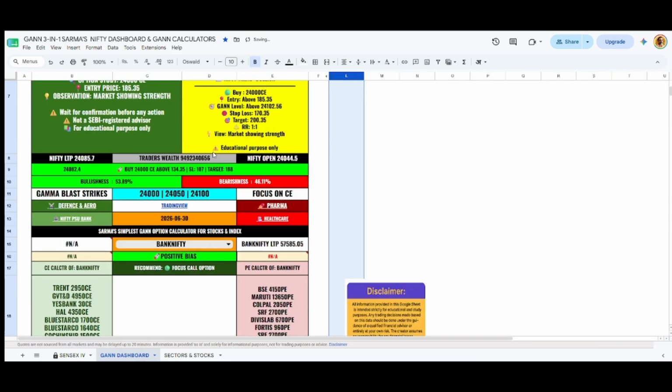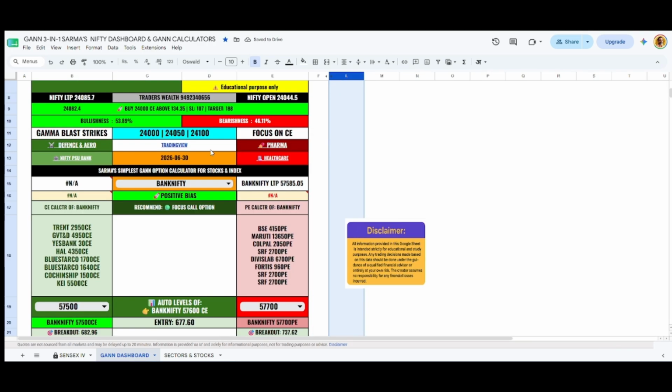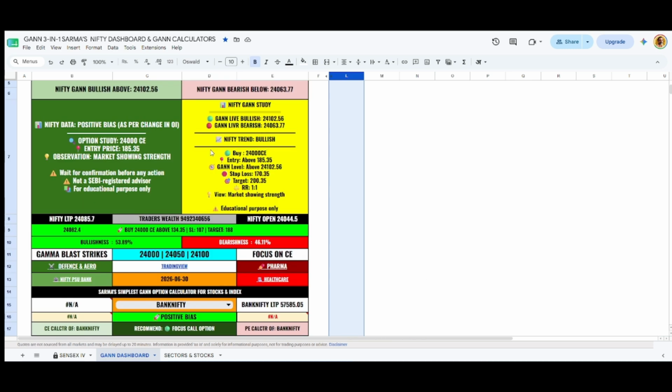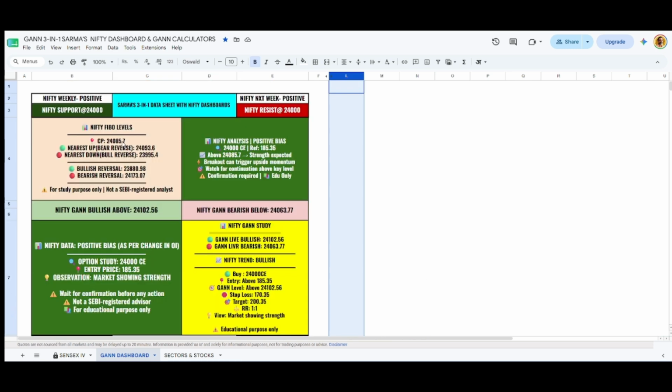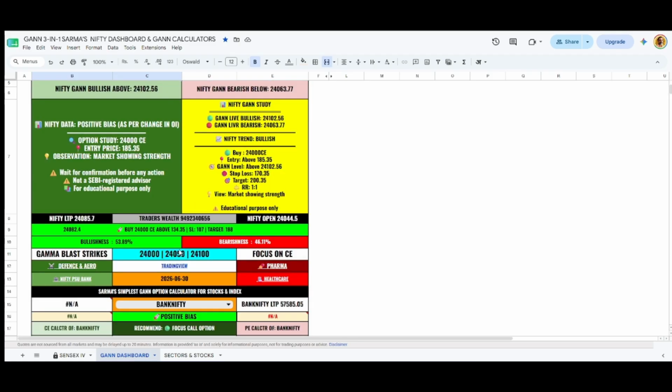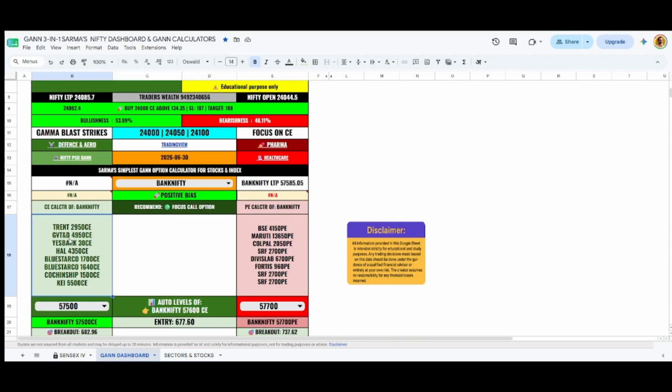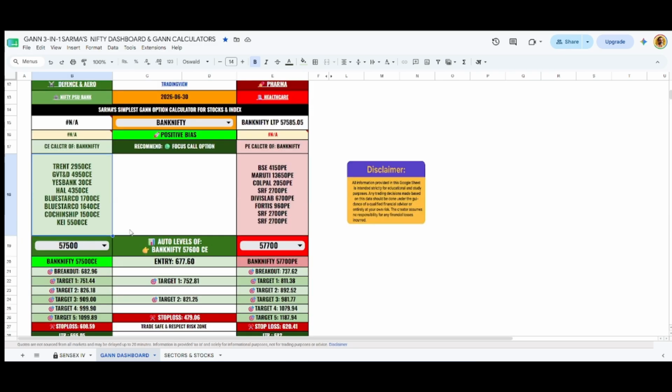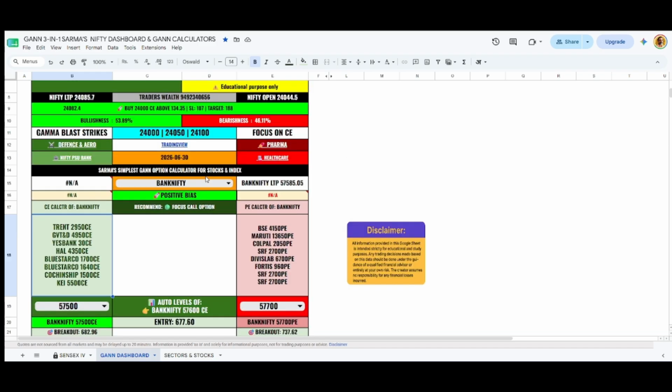For example, this is the original sheet that has 3 in 1: Nifty, Bank Nifty, and it also has Fibonacci levels, GANN levels, GANN analysis, Fibonacci analysis, and minute-to-minute updates. It works in the live market, so it gives you the F&O stocks. You can see trend 2950 call option, GVTD, S Bank, Howell. These are the best performers of the day, and these are the put side best performers. So any stock that you want to trade, you can quickly pick on this.